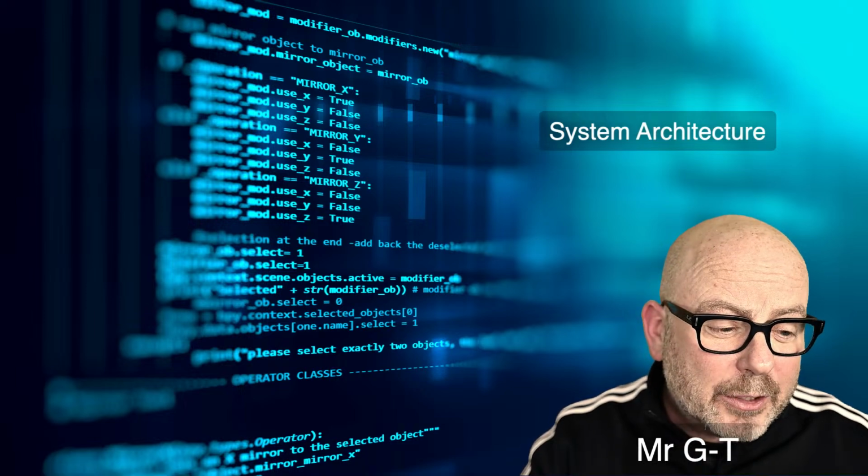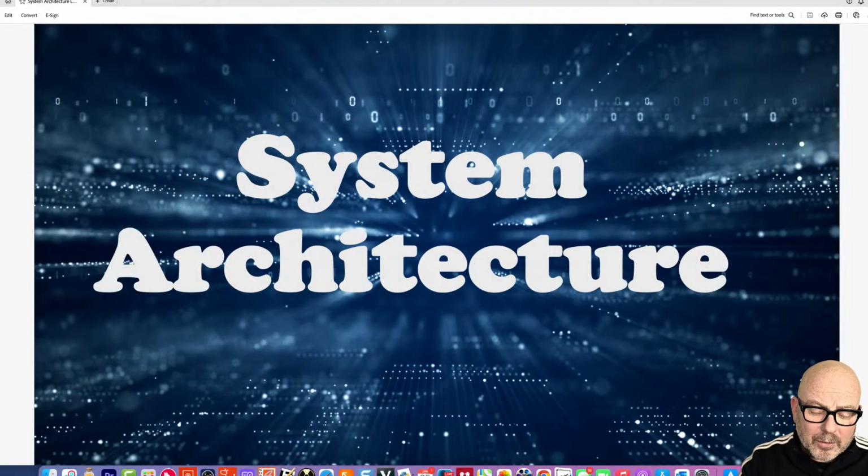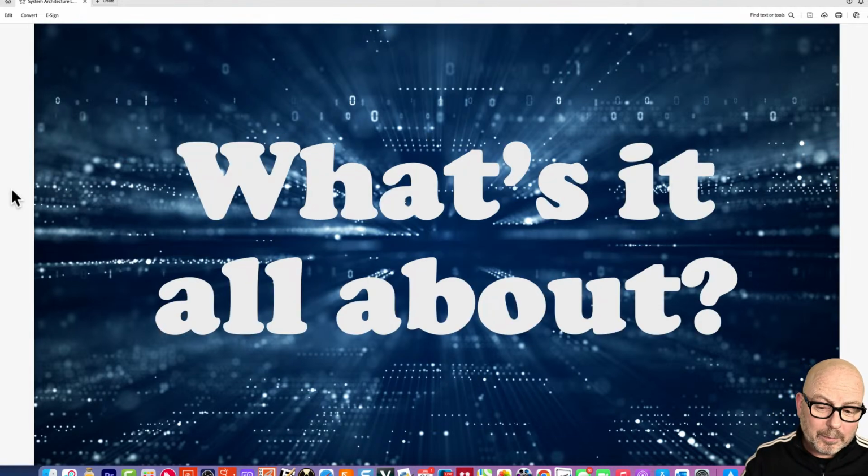So without any further ado, I'm going to kick off at the most logical place, which is the beginning, and that is system architecture. System architecture is all about the CPU. It's a fairly technical topic. It's always the first thing on the syllabus, first thing in the exam. So let's jump in straight away and see what it's all about.